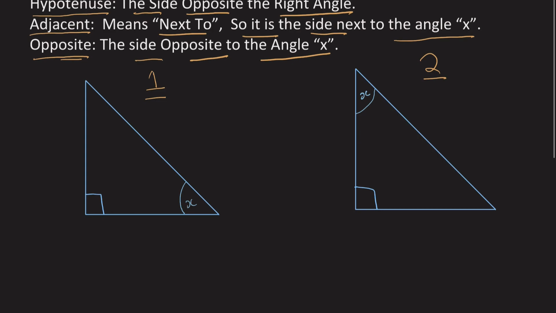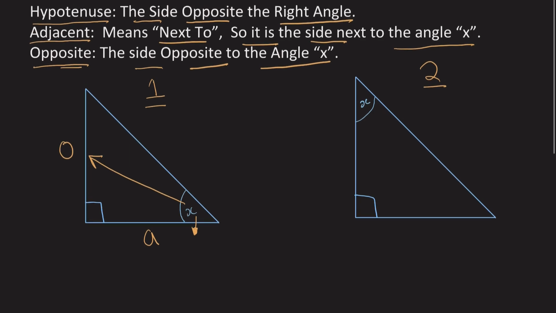So because x is on this side, we know this side has to be A, because A is always next to the angle. This side is opposite the angle x, so we know this has to be O, because O is always opposite the angle given. And this is hypotenuse, because this is opposite the right angle.